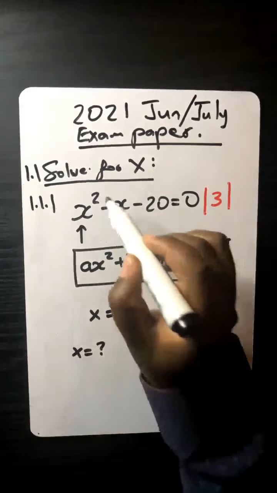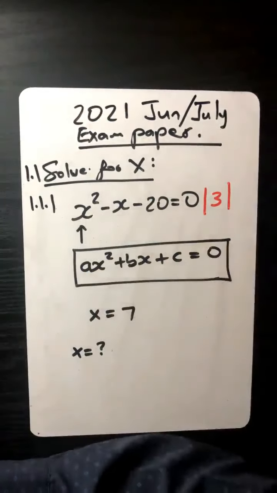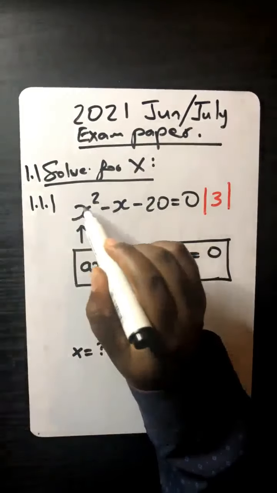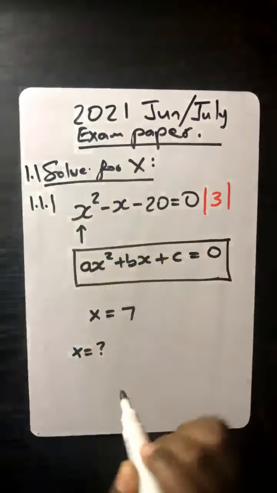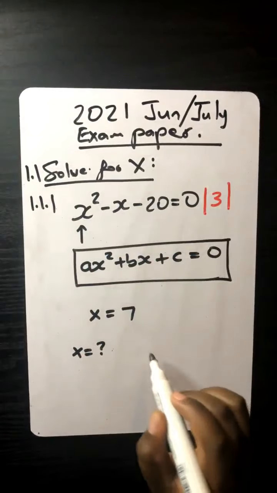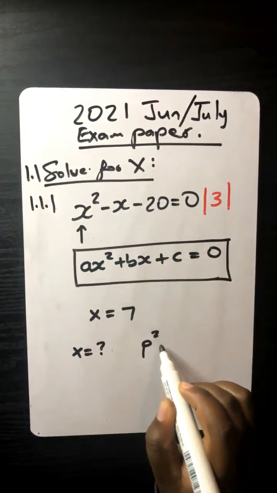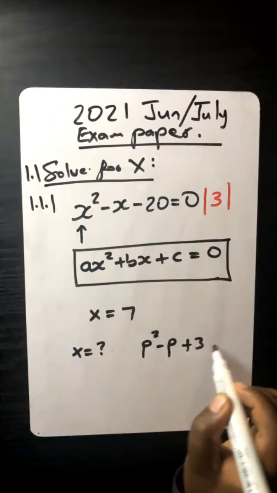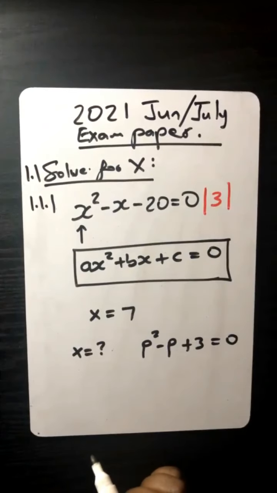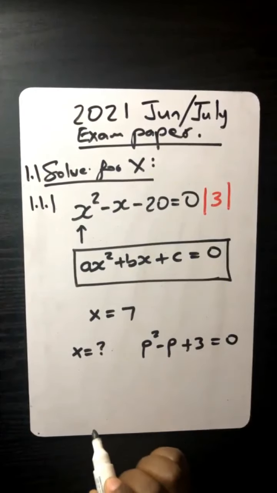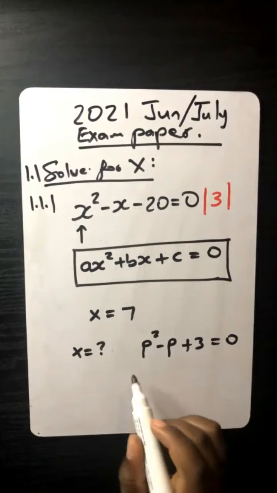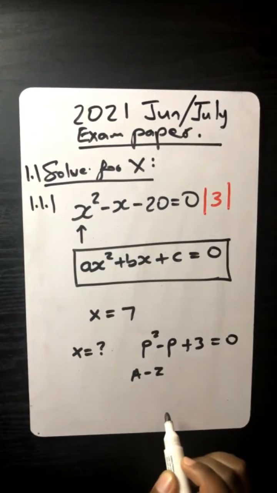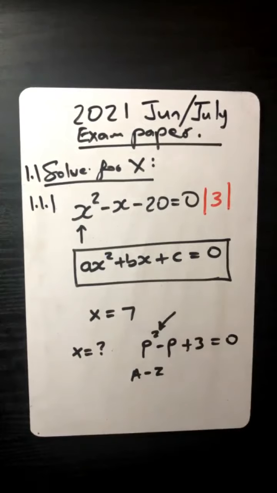Because this is a quadratic equation, what makes it a quadratic, guys? It's because of that x squared. It doesn't matter whether the letter is x or any other letter between a up to z. You can still be given p squared minus p plus 3 equals 0. So guys, please be very careful. It's not only when it's x that makes it a quadratic. It could be any letter from A up to Z. But for the fact that you've got that squared, it makes it a quadratic equation.